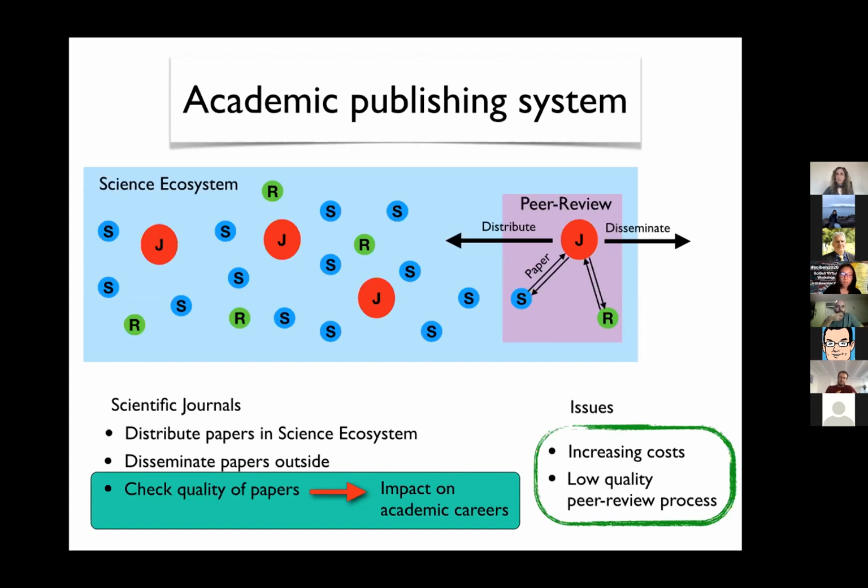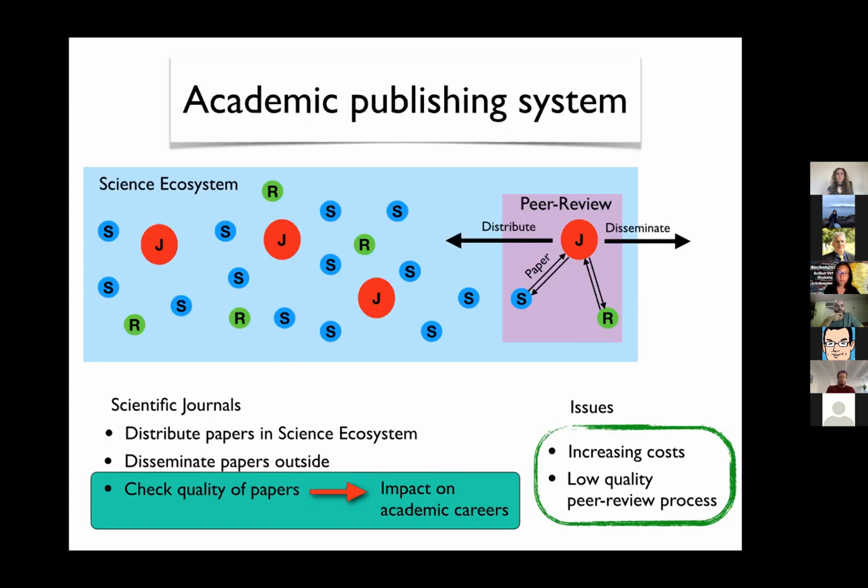and by journals, which are the intermediary between the scientists, and they have three main functions, three main goals. They distribute the papers within the scientific ecosystem. They also disseminate the papers outside the scientific ecosystem to the general public, so they interact with the general public. And then, most importantly, they check the quality of these papers, right?